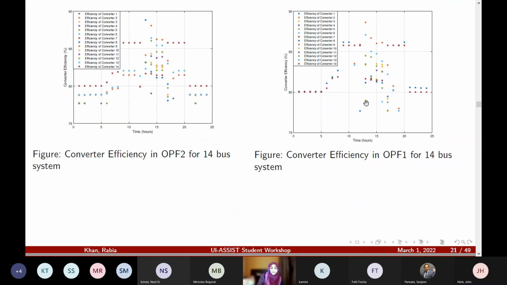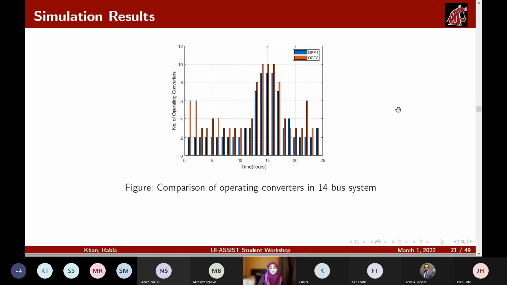Similarly, if we see the converter efficiencies, this is OPF2, which was already in the literature. More converters are operating, but at a comparatively lower efficiency, as compared to only two converters operating at a comparatively higher efficiency. Similarly, here we can see that if we take some time instant, more converters are operating as compared to the time instant here. And if we calculate the overall average, the converter efficiency for our proposed system has improved much.